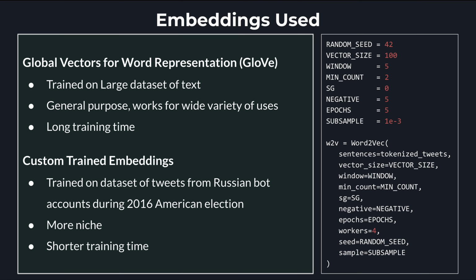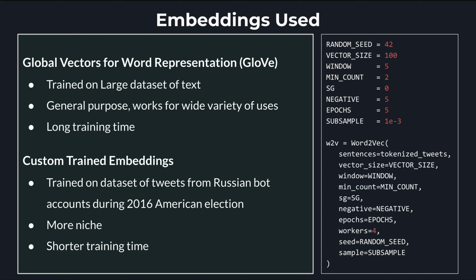For this project, I worked with two different sets of word embeddings. The first is a set of embeddings called the Global Vectors for Word Representation, or GloVe. These embeddings were trained using unsupervised learning on a very large and diverse dataset of text, which makes them very general purpose and effective across a wide range of topics. Because of the scale of the training data, they're able to capture much broader semantic relationships, but they also require a long and expensive training process.